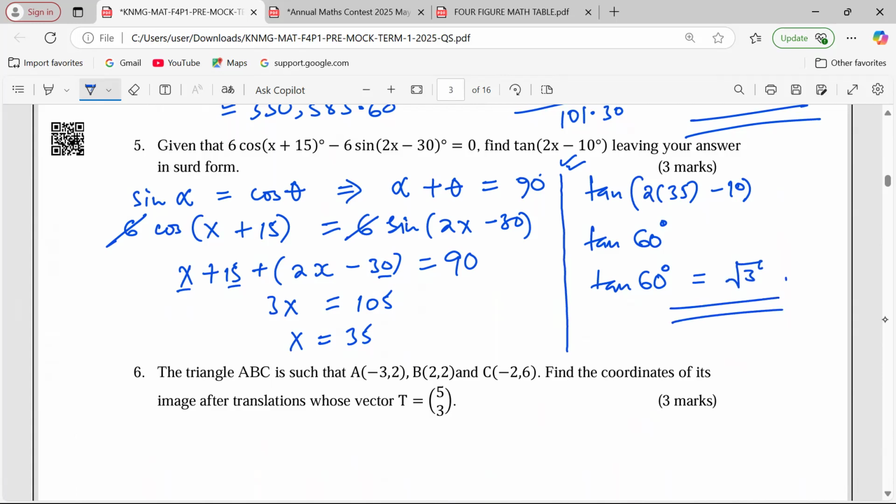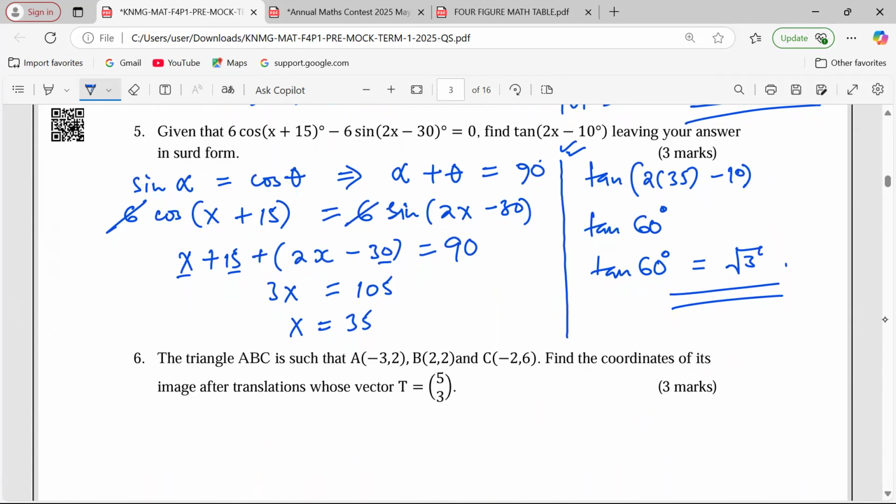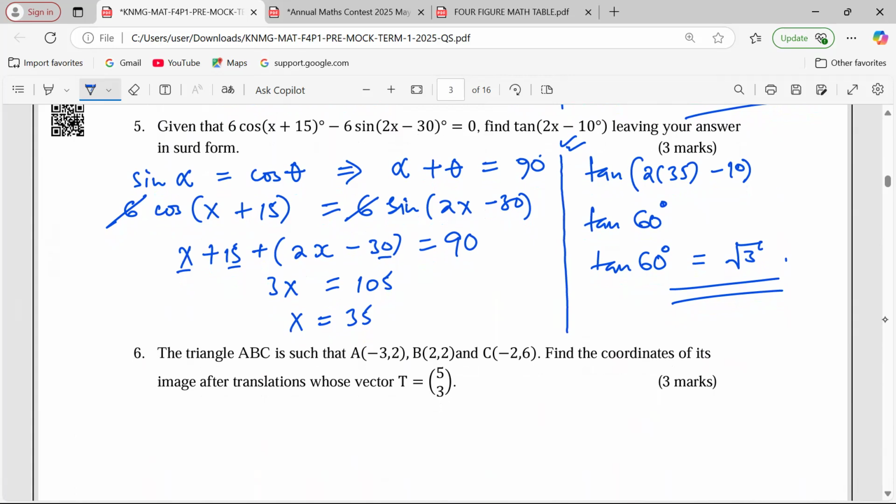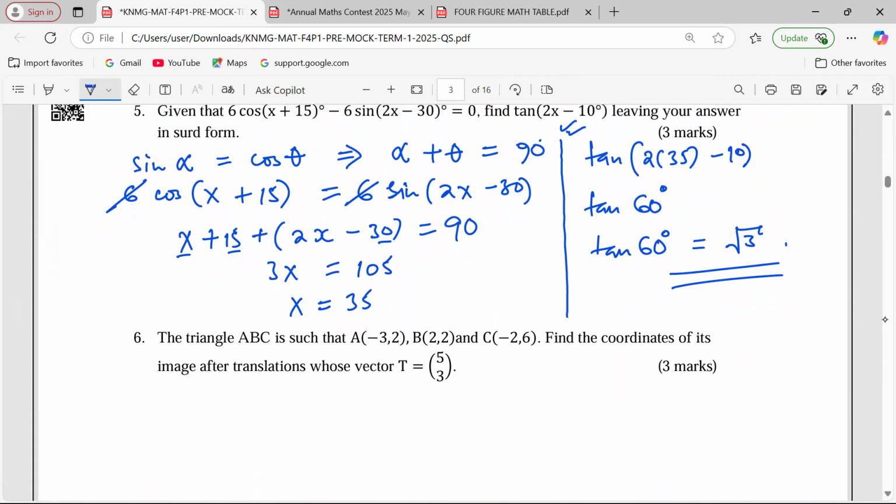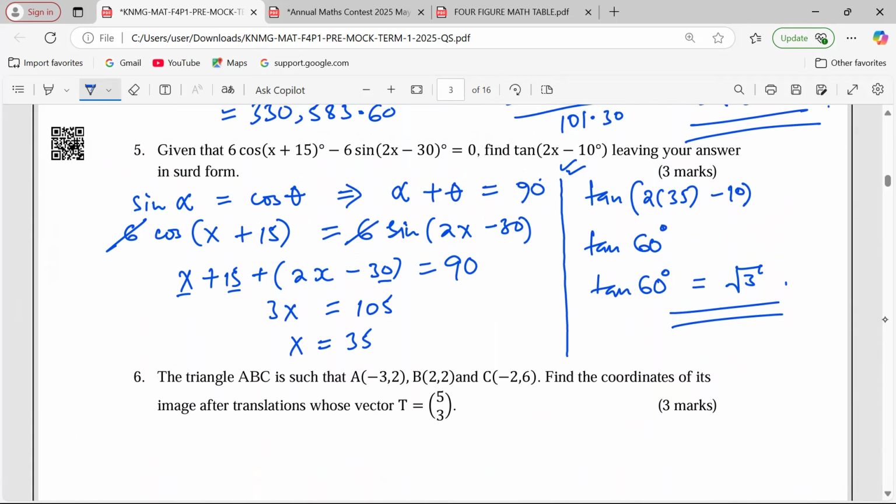That's simple. We studied tangents, cosines, and sines of special angles like 60, 30, and 45. So the tan of 60 equals the root of 3. So square root of 3 is 1.732, and the tan of 60 is also the same. So that is how you work it out. You express the tangent in surd form.